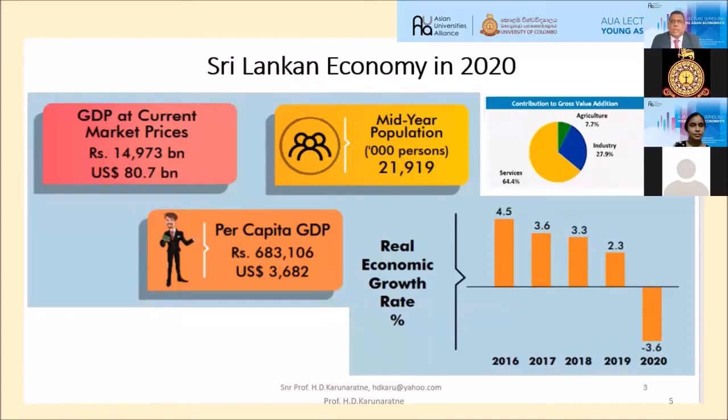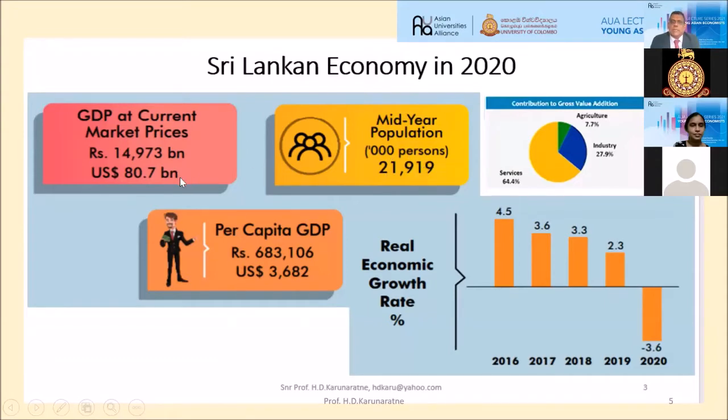Introduction to the Sri Lankan economy. What is the Sri Lankan economy? Now you can see the size of the total production. Sri Lanka's total GDP, the total production, is 80.7 billion, let's say an 80 billion economy. And we have close to 22 million population.